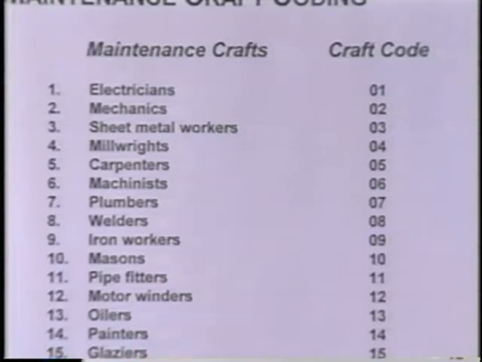Now moving on to the next page 2 and page 2A, we have the listing, as I indicated previously, on page 2 of the various craft codes. Now we have listed a total of 24 different craft codes. Now you could pick and choose based upon the craft requirements that are in your particular maintenance organization.